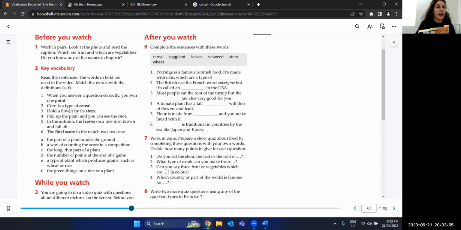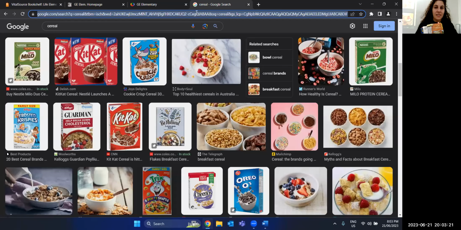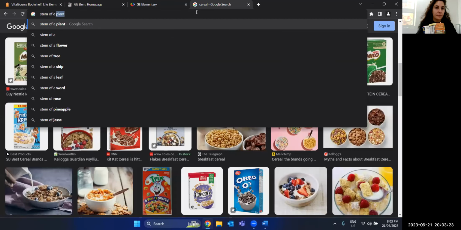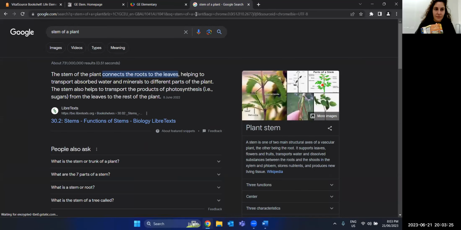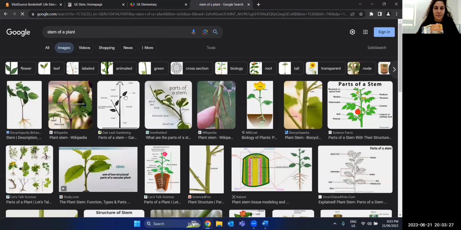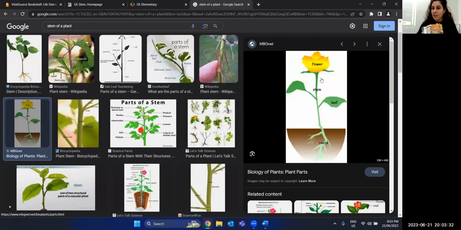Number 3, hold a flower by its stem. What does the stem mean? Hold a flower by its stem. A stem is the long, thin part of a plant. So this is the stem. This is a good image. So you got the flower, you got the stem, the leaf, and the roots.